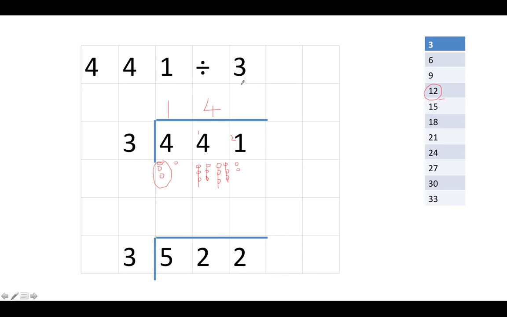How many 3's in 21? 7. Pause the video and have a go. Okay, let's give it a go. 5 divided by 3, that's 1, remainder 2. The highest I can go is 21. 22 is not in the times table, so 21 divided by 3 is 7, and the difference between 21 and 22 is 1. 12 divided by 3 is 4. So 174.